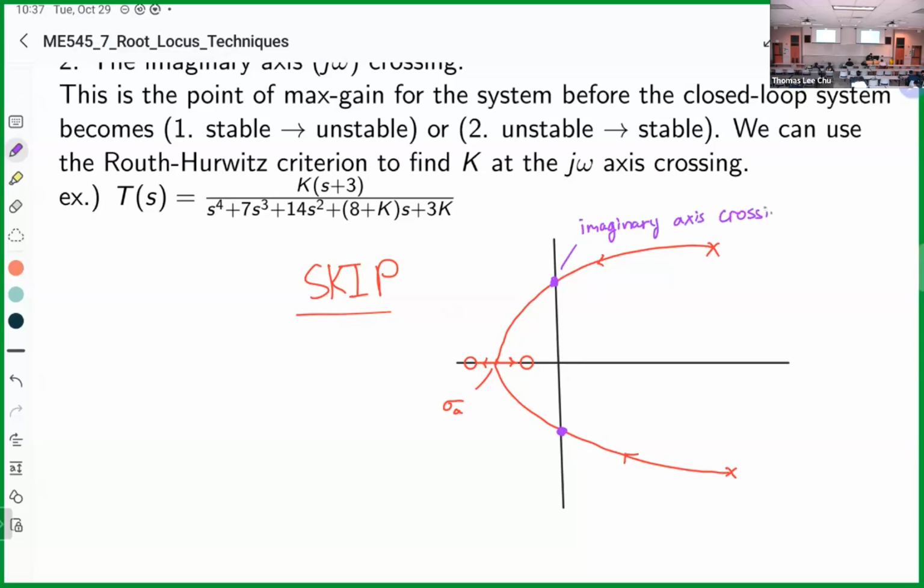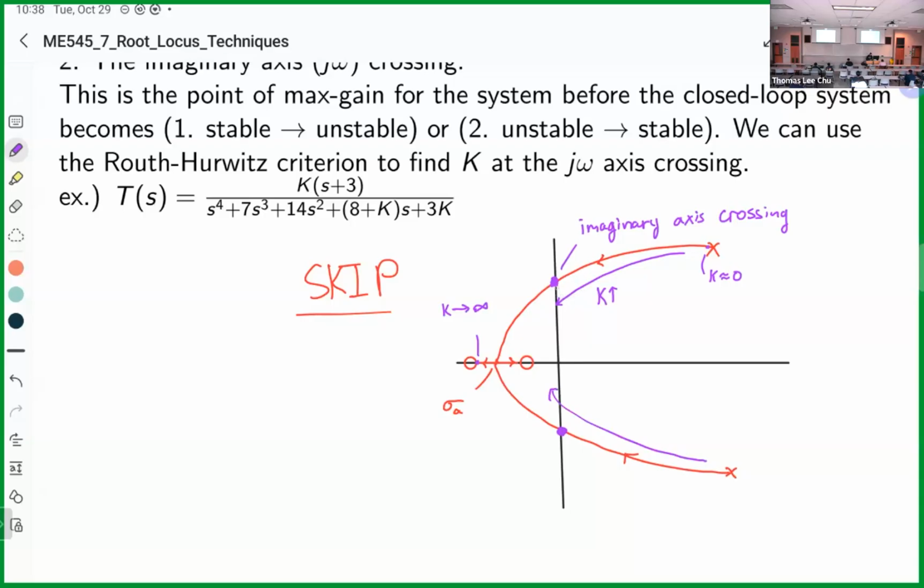One thing we note is that if we pick a point here, K is roughly equal to 0. If we pick a point here, K is approaching infinity. So as we increase K, this is K going up, and this is symmetric. It's happening symmetrically about the real axis. As we increase K, we're moving our closed loop poles along this trajectory.